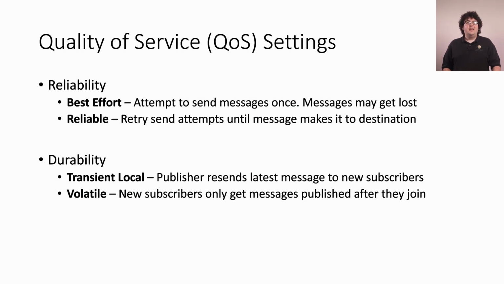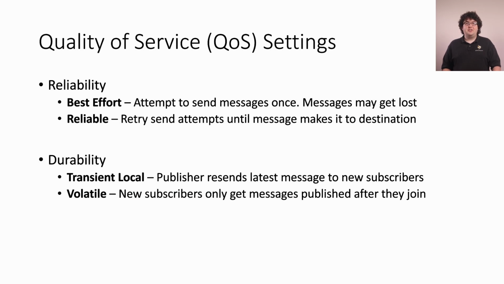The durability setting controls whether new subscribers get the most recent message when they subscribe, or if they have to wait for the next published message. The transient local policy means that the publisher will hold on to the most recent message and send it to all new subscribers. The volatile policy means that this doesn't happen, so the new subscriber won't get anything until the next message is published.